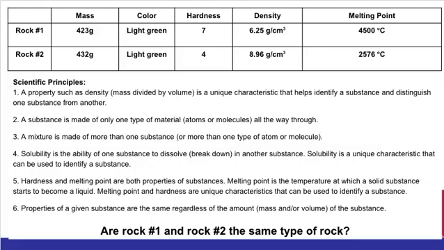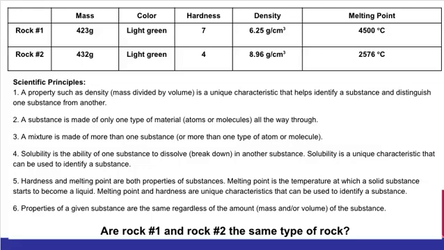They are definitely different. Now, if we look down below, a substance is made up of only one type of material. Well, no, that has nothing to do with what we're trying to figure out today. Number 3, a mixture is made up of more than one substance. It's true, but it has nothing to do with what we're asking. Are rock 1 and rock 2 the same type of substance? Number 4, solubility. Solubility is a unique characteristic that can be used to identify a substance.